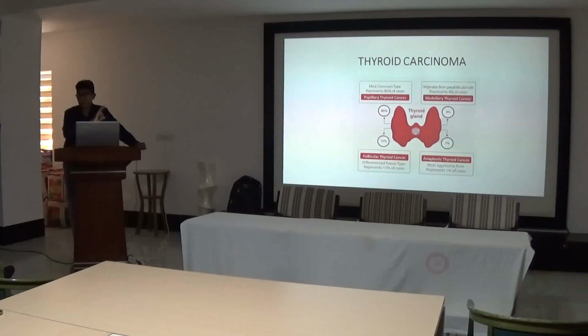Now we come to the most important part, which is thyroid carcinoma. So again, thyroid carcinoma is not an Indian cancer. This is mainly prevalent in the West. If you see, the US tops the thyroid cancer scene.